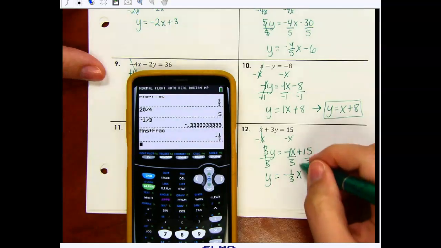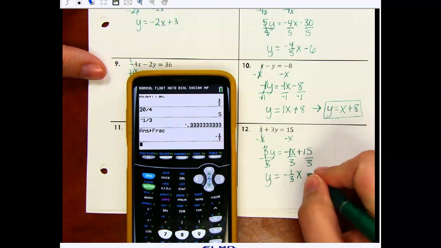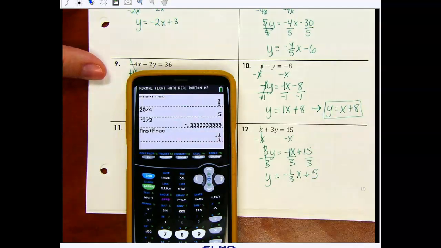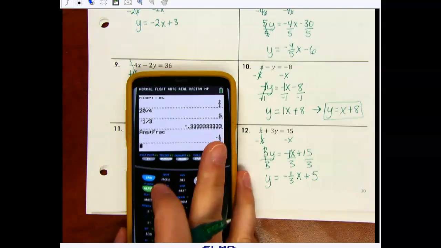Okay, and the x just needs to be beside negative 1/3. And then 15 divided by 3 is 5. So then that one's finished.